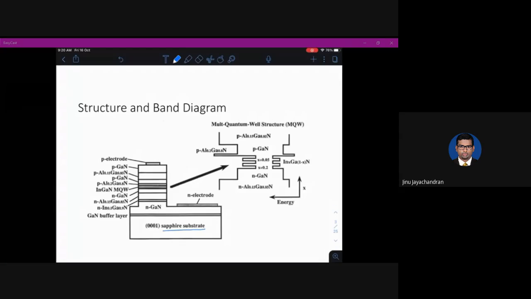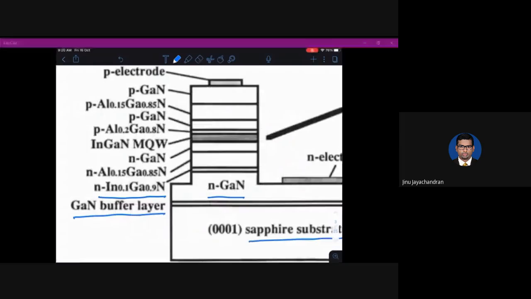And if you look at the layers, you see there is a gallium nitride buffer layer. We'll see why all these layers are there. And then there is an N-type gallium nitride layer, with composition 0.1 and 0.9. And then there is an aluminum gallium nitride layer, with composition 0.15 and 0.85. There is an N-type gallium nitride layer, and there is an active layer. Although the active layer is indium gallium nitride multiple quantum well, there are multiple layers inside the quantum well or active region. We will see in the coming slides what those layers are.